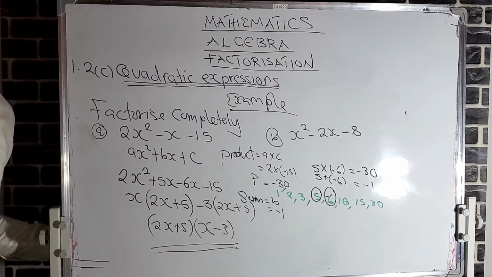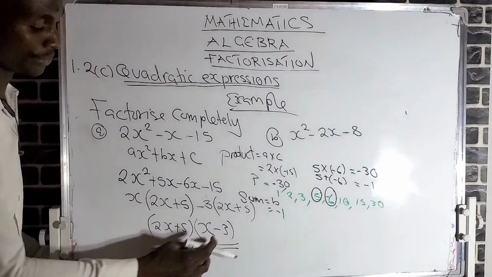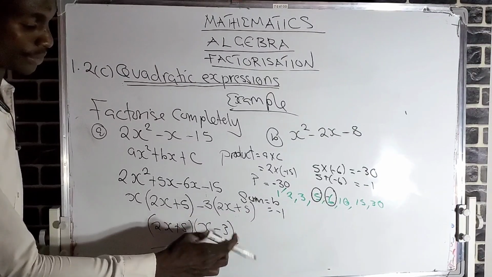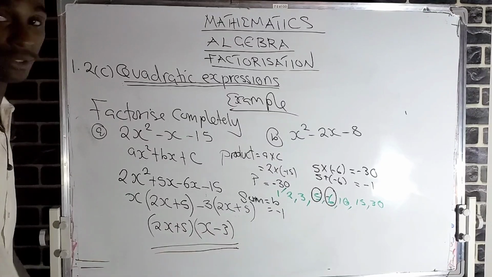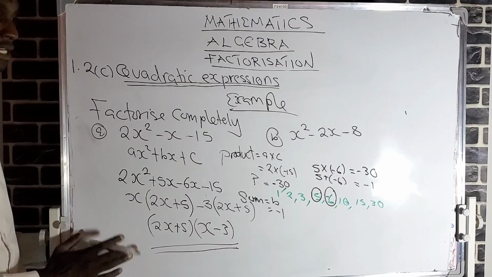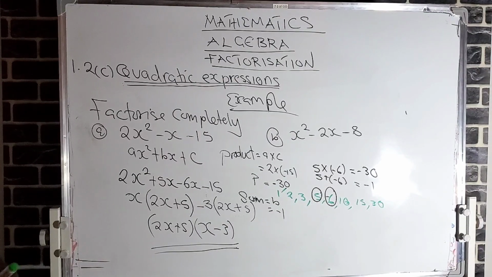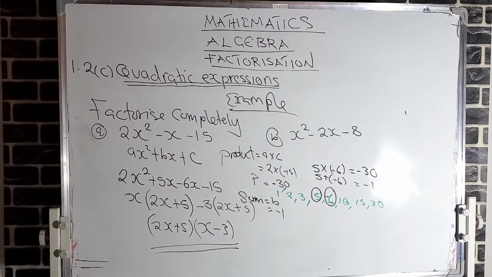But if it was an equation, it would have been equals to 0. From here you split that. This is equals to 0 or this is equals to 0, then you solve for x. That is an equation, but these are not equations. This is an expression. So that is the answer. Can give you time to copy.